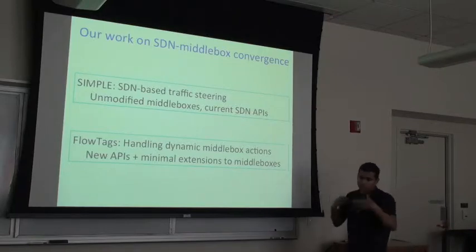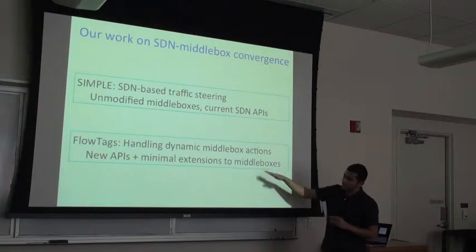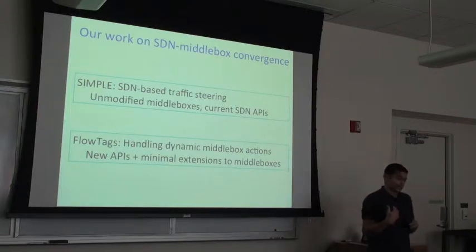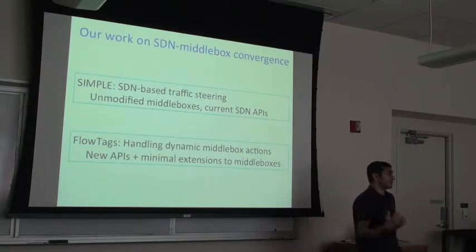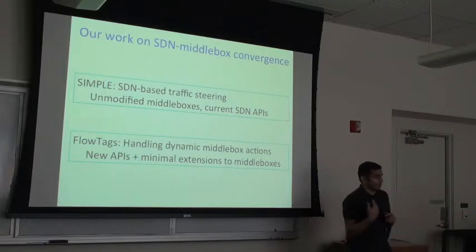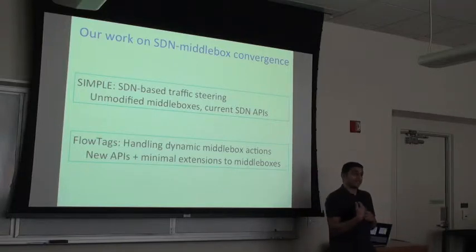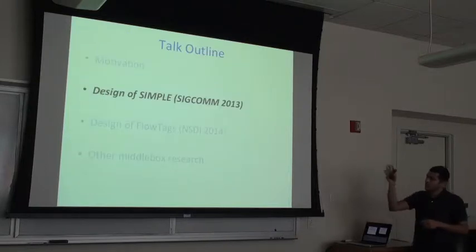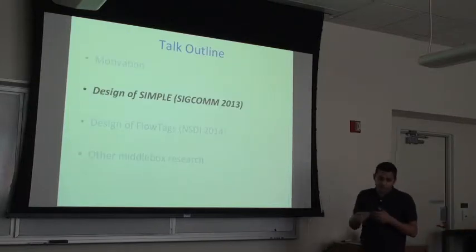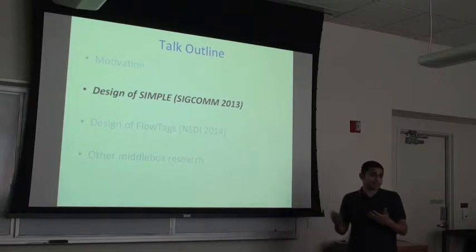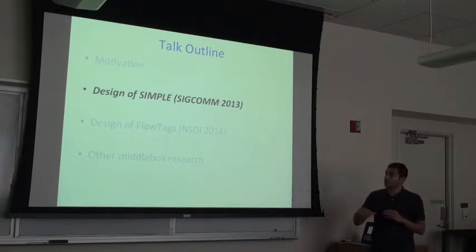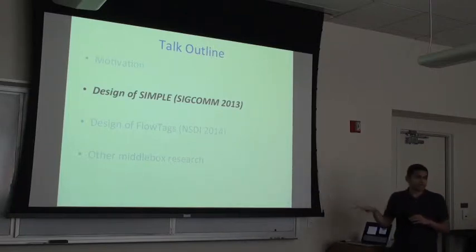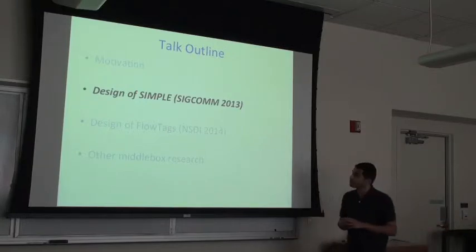One is a legacy, backwards compatible mechanism, and the other is more future looking: if you're thinking of NFV or service chaining, what's a clean way to integrate these advanced packet processing functions inside the SDN code? Okay, in the rest of this talk, I'm going to first motivate the design of the SIMPLE system, which is the traffic steering solution, then go into FlowTags before I summarize.